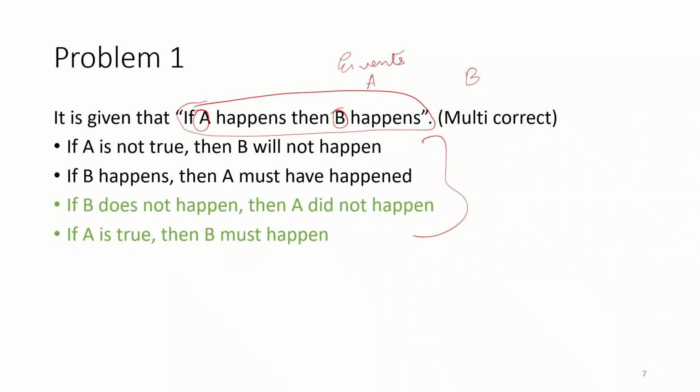This question was developed keeping in mind that we had a statement: if copper is dipped in vinegar, it turns green. So you can put that here and see. If copper is dipped in vinegar, it turns green. So let's test it accordingly. What is true? If A is not true, so if copper is not put in vinegar, then B will not happen.